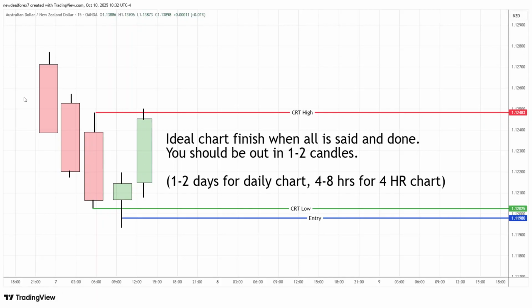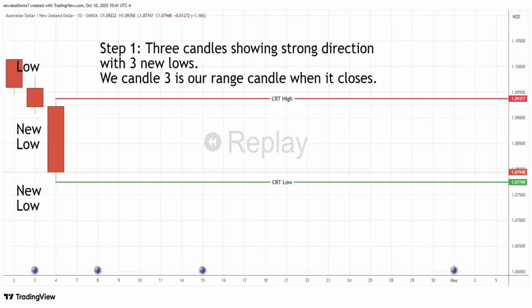But either way, you get the point. 3 days down, 2 days up, or 4, 8, 12 hours down, and then 8 hours up. Okay, either way. So let's look at a real example here. This is from Aussie New Zealand dollar. Okay, daily chart. So what do we got?